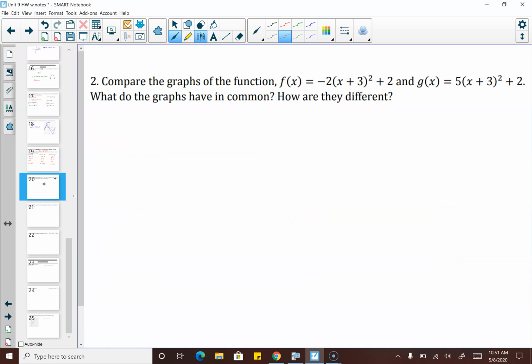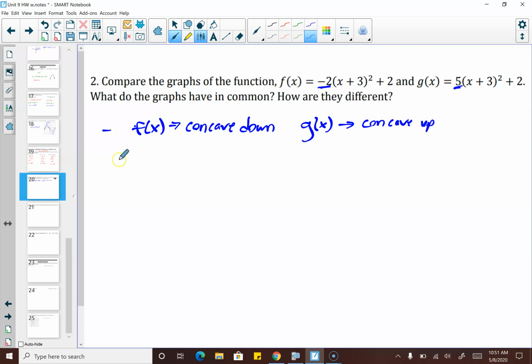Compare the graphs of the functions f of x equals -2 parentheses x plus 3 squared plus 2 and g of x equals 5 parentheses x plus 3 squared plus 2. What do they have in common? What do they have different? So let's look at the numbers out in front first. Okay, so f of x has a -2. So we know f of x is concave down because it's negative. And g of x is concave up.